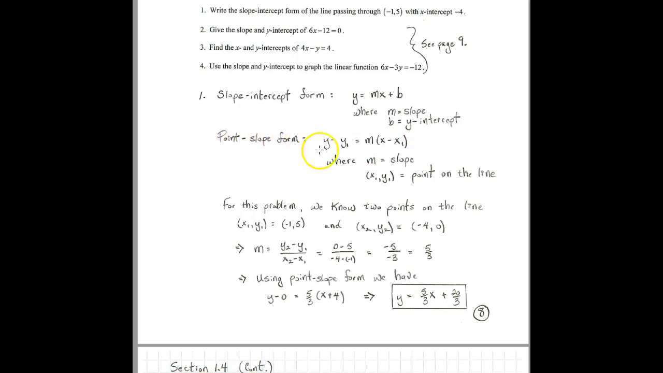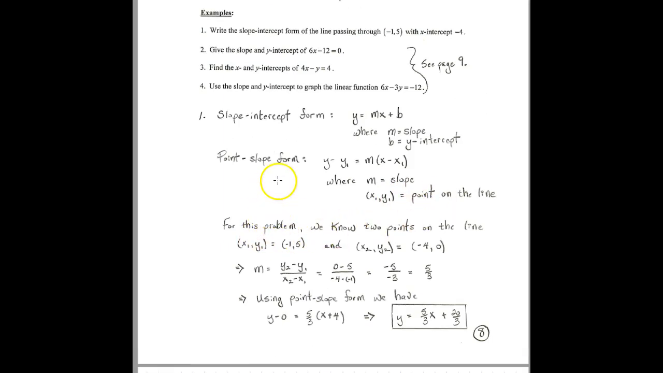And the point-slope form is y minus y1 equals m times the quantity x minus x1. Here again, m is the slope, and now we know a point on the line, x1, y1. Okay, so what do we know for the first problem? We actually have 2 points. We're told it passes through the point -1, 5, and it has an x-intercept of -4. That means where it crosses the x-axis, which means the y-coordinate is 0.